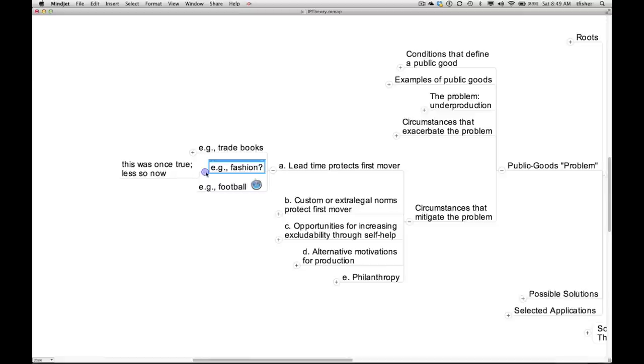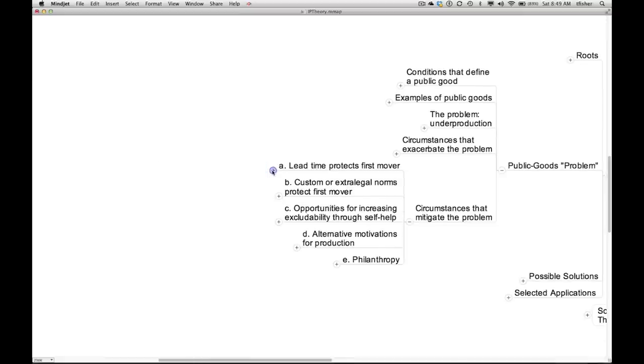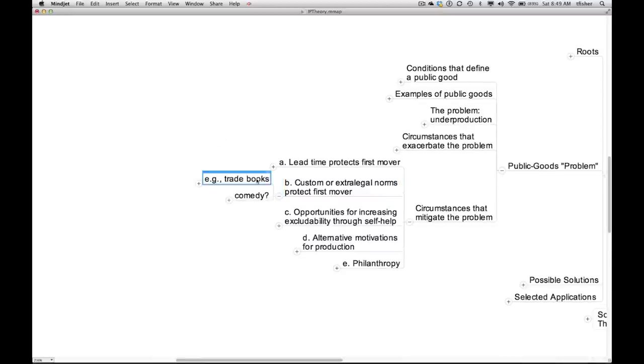Another circumstance that may reduce the public goods problem, and therefore reduce the need for governmental involvement, is the presence of customary or extra-legal norms that forbid or discourage unauthorized, uncompensated usage of the good in question. Again, trade books may be an example. If there is a custom adhered to by all of the publishers in the field not to knock off each other's works, then the need for legal intervention diminishes and indeed may evaporate altogether. This argument may also be found in Breyer's article.